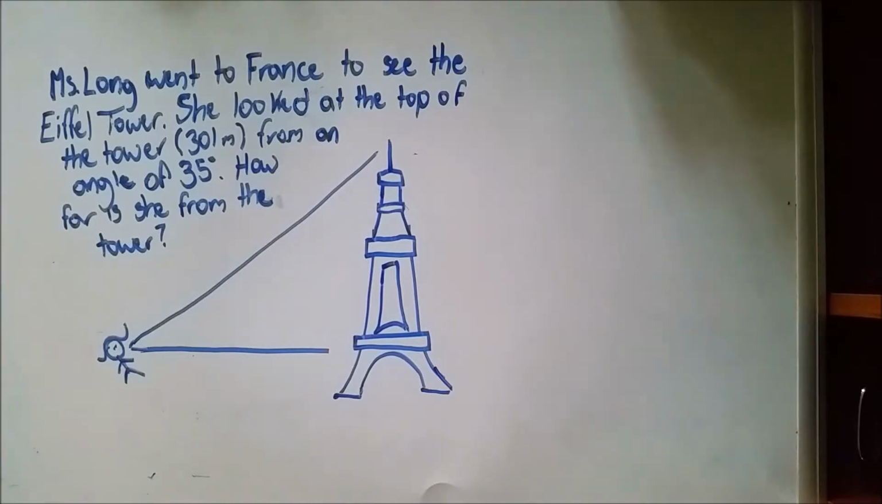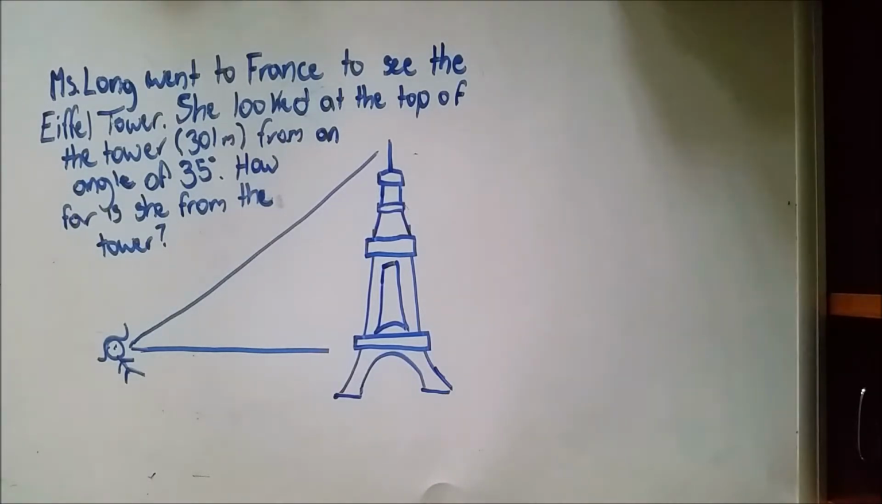Now we're going to use what we learned from trigonometric functions to solve a real-world problem. So, Ms. Long went to France to see the Eiffel Tower. She looked at the top of the tower, which is 301 meters tall, from an angle of 35. How far is she from the tower?